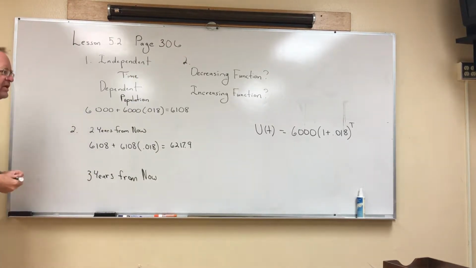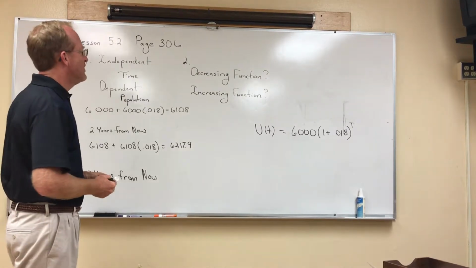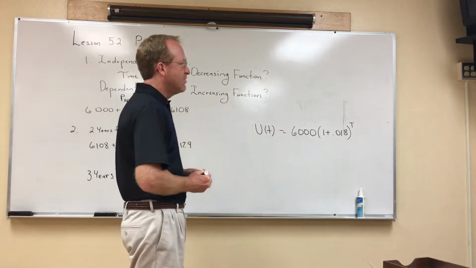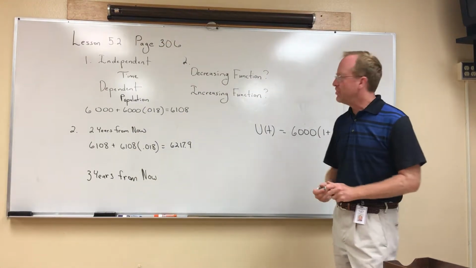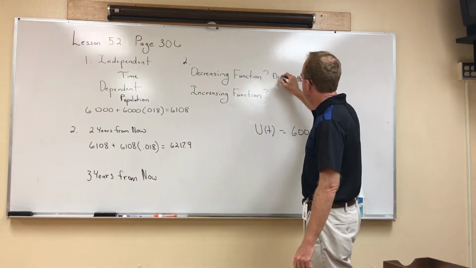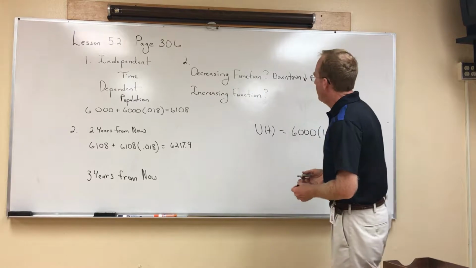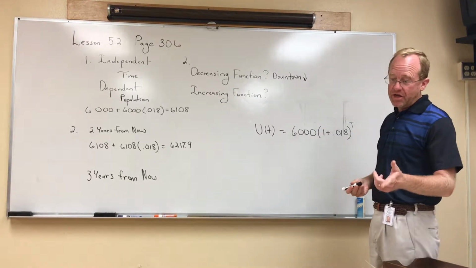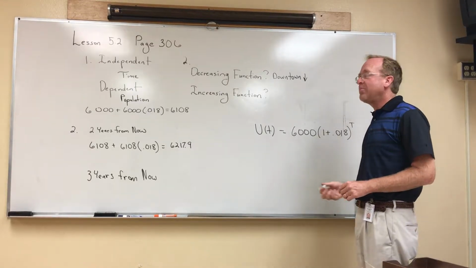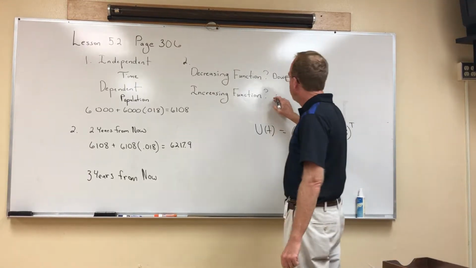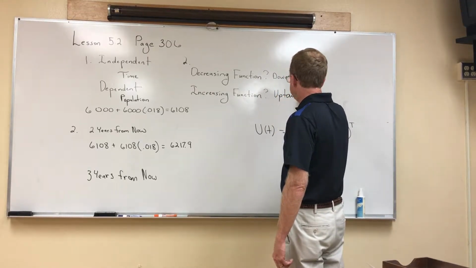Let me ask you, which one of these two places, downtown or uptown, would be a decreasing function? Since the population of downtown is decreasing, I think it's pretty obvious that your function would be decreasing. So downtown is going down. Which is an increasing function? Well, it said that the population of uptown is growing at 1.8% per year. So that would make uptown the increasing function.